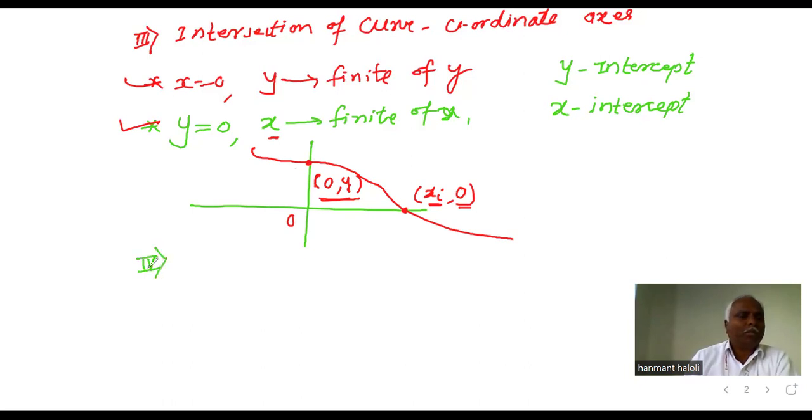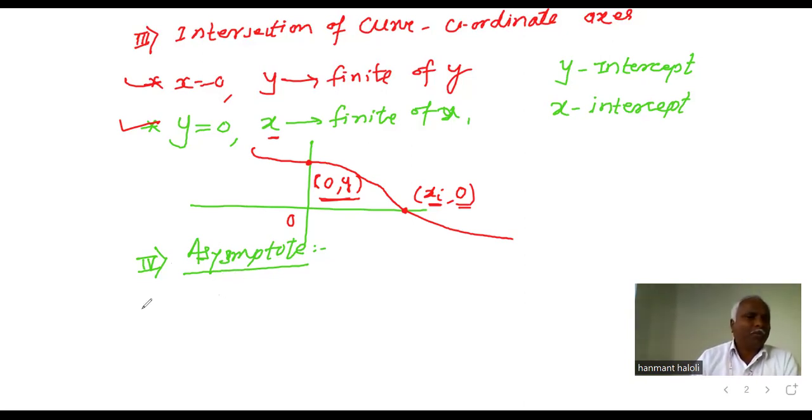The fourth point is asymptote. So many students get confused between asymptote and tangent. What is meant by asymptote? An asymptote is a straight line which gives you the nature of the curve at infinity, as the curve extends up to infinity. This line never intercepts our curve. It is near the curve but not intercepting the curve. This is the asymptote equation.